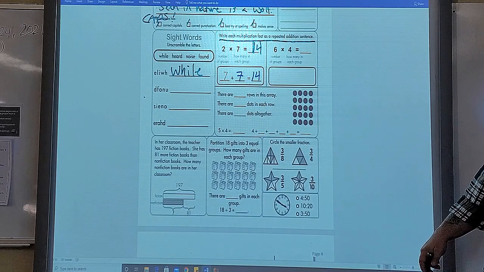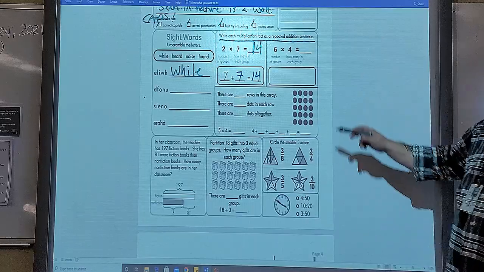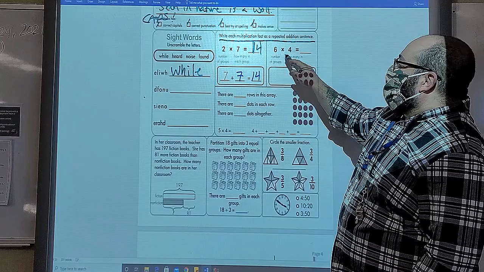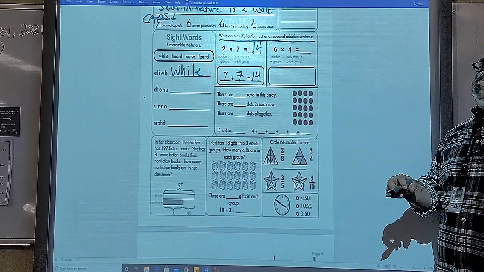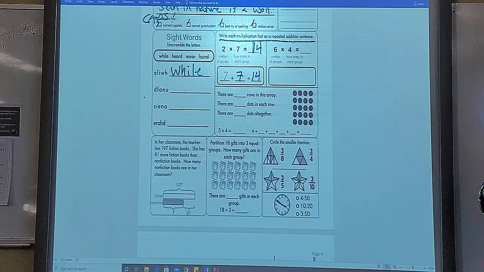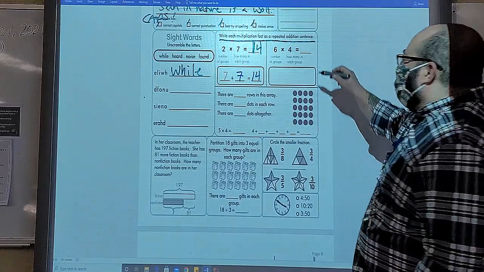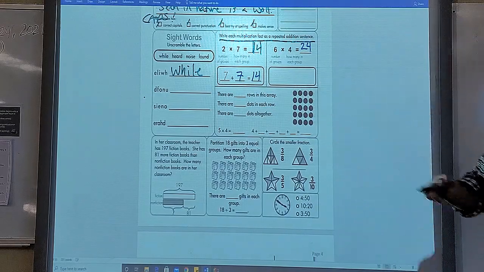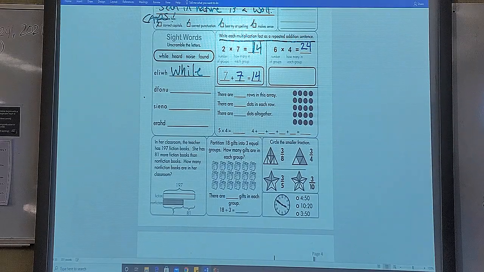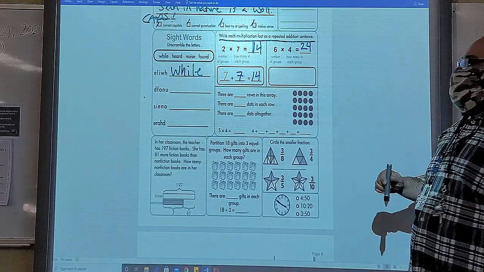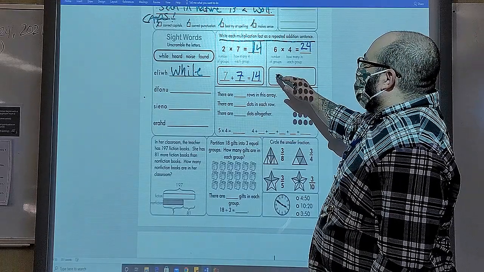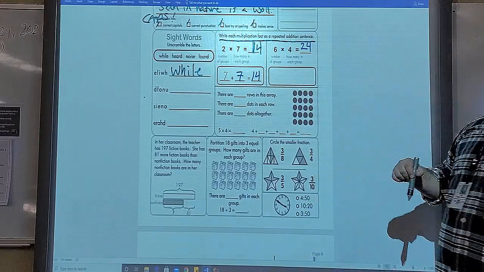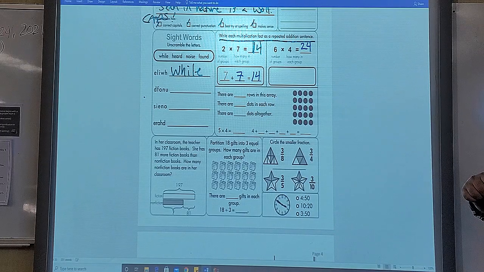But we're also doing, again, repeated addition. Now this one says right here, number of groups and how many in each group. So we have 6 groups with 4 in each group. What is 6 times 4? 24. So what am I doing here for repeated addition then? What am I doing there for repeated addition? 6. It's repeated addition.